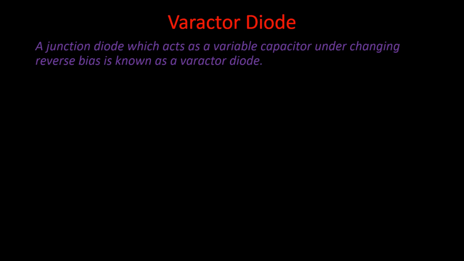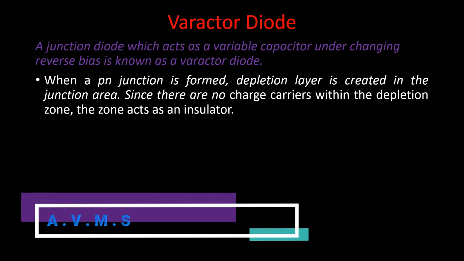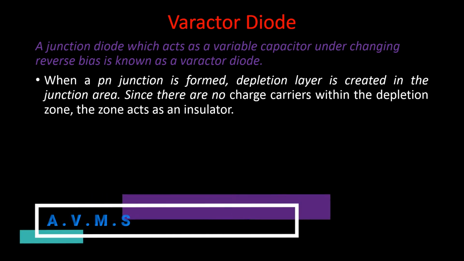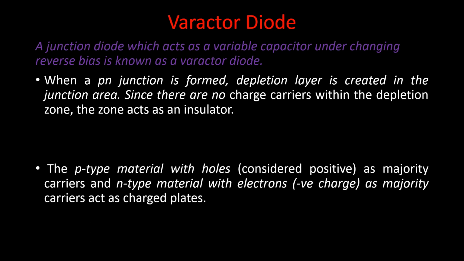A junction diode which acts as a variable capacitor under changing reverse bias is known as a Varactor diode. When a p-n junction is formed, a depletion layer is created in the junction area. Since there are no charge carriers within the depletion zone, the zone acts as an insulator.